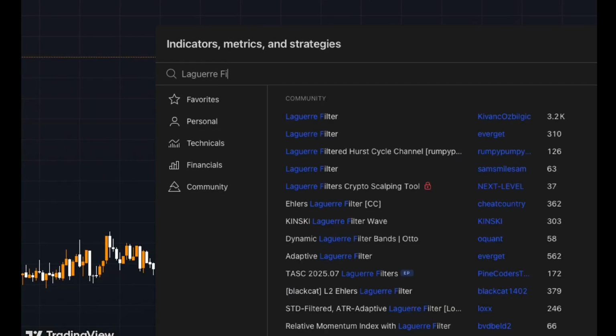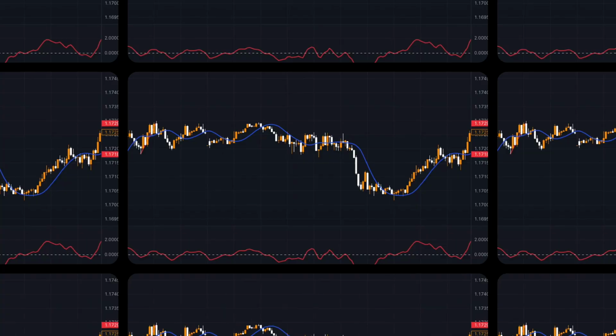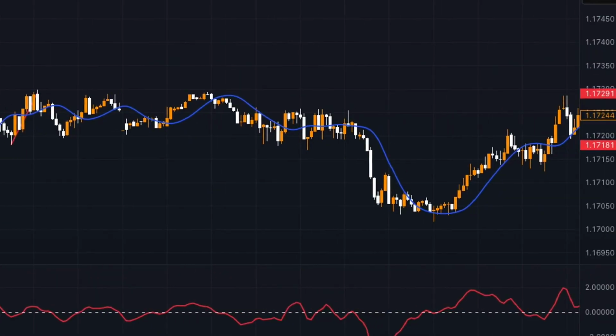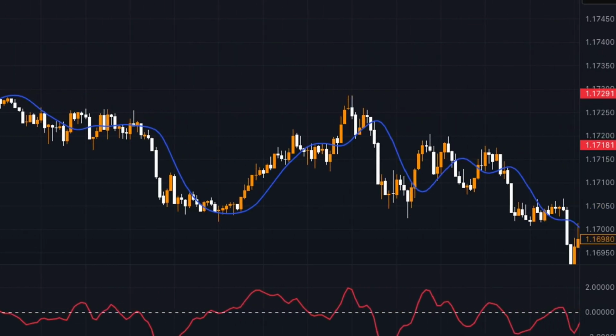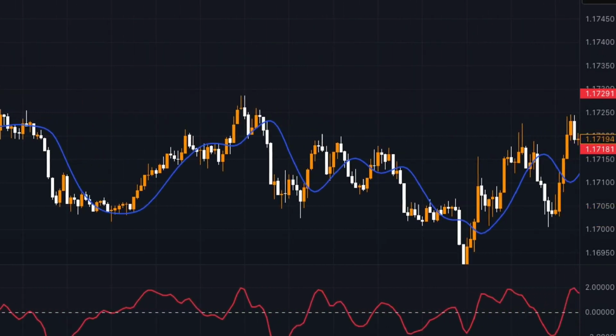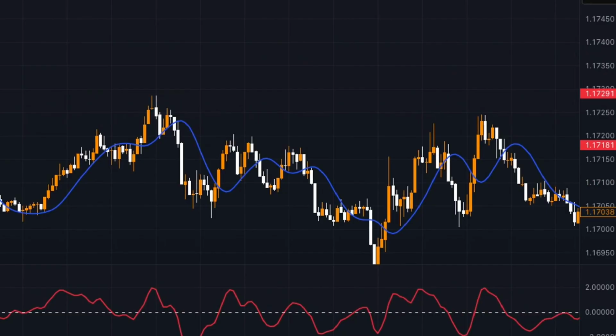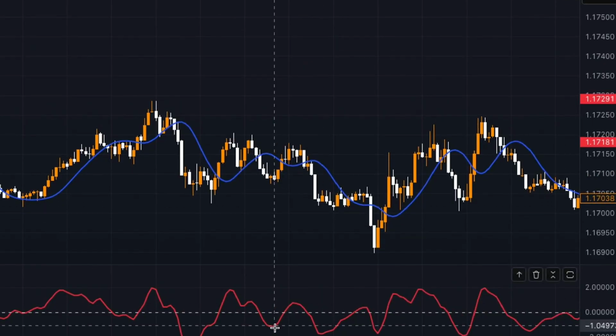The name of this indicator is Laguerre Filters. Most traders use it like a typical oscillator, entering every time it crosses the middle. They miss the true power of this setup, which is waiting for that 3rd touch confirmation before taking a midline crossover. Let's walk through an example.